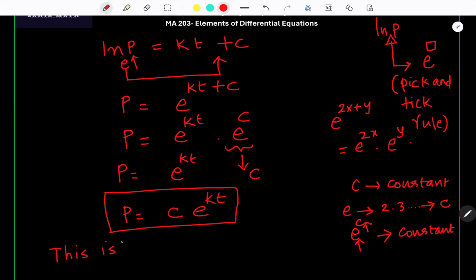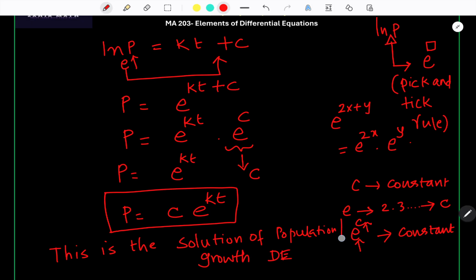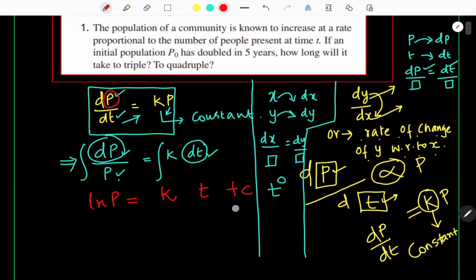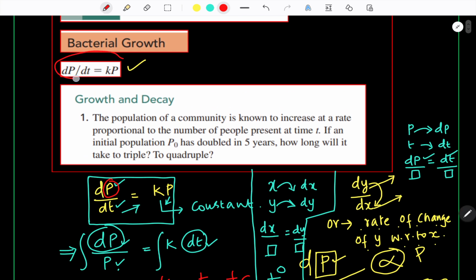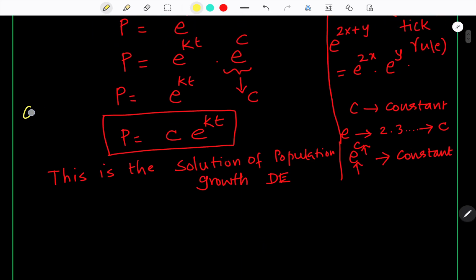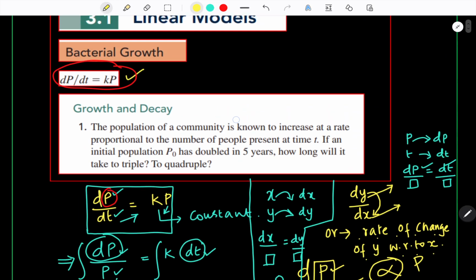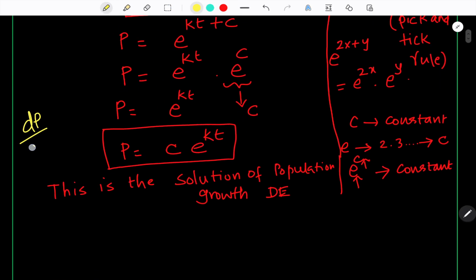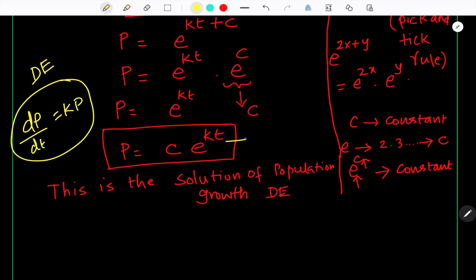This is the solution of the population growth differential equation. Clear, everybody? So what is your population equation? The population equation is given by dp by dt is equal to kp. This is the differential equation. Let me write exactly the same: dp by dt is equal to kp. This is the differential equation, and this is the solution of the differential equation.